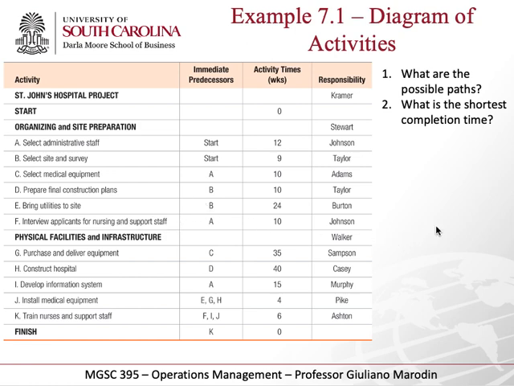So then I can pose the questions. Okay, what are the possible paths, right? What is the shortest time to complete? You can see that this is a lot more difficult, a lot more complex than the frog expansion project, right? That one was simple. This one seems to be a lot more complex. For those kinds of projects, we need to learn the diagram, the network of those activities, okay? And I'm going to show you guys how to do that.